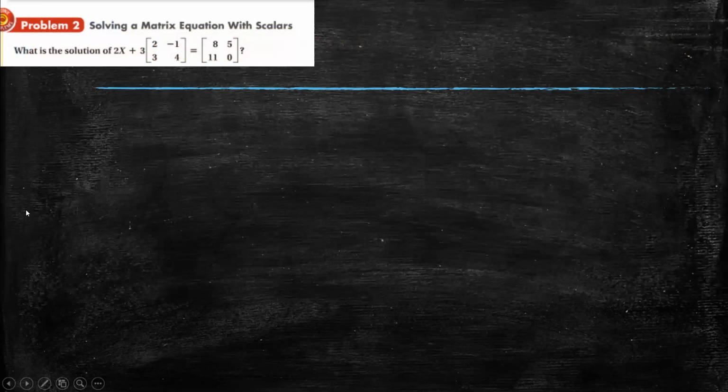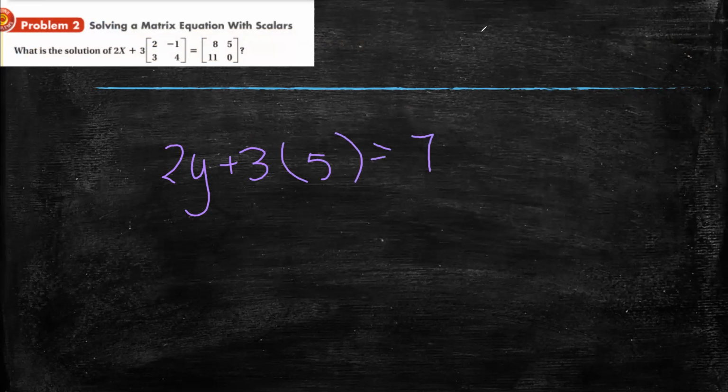Now, in this problem, we will learn how to solve a matrix equation with a scalar. But before that, if you have 2y plus 3 times 5 equals 7, what do you have to do first? You multiply 3 times 5, which is 15.